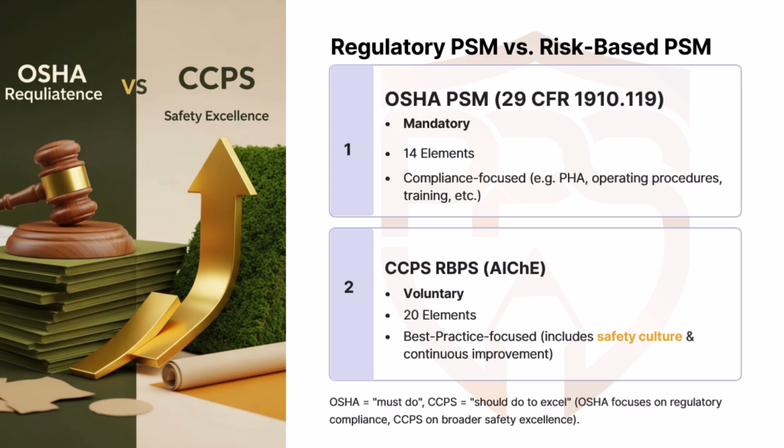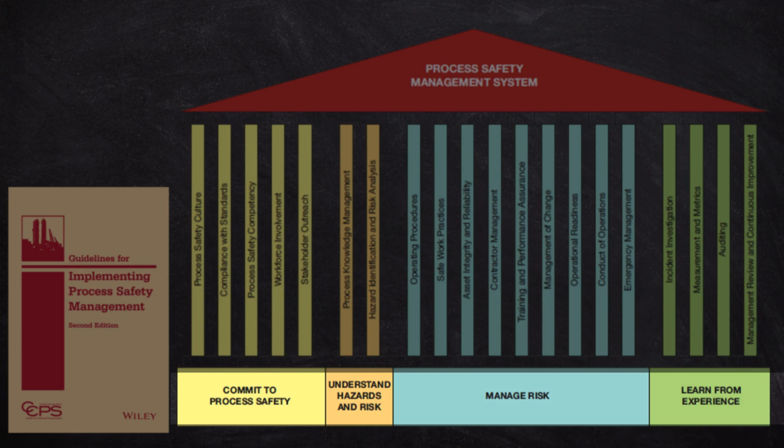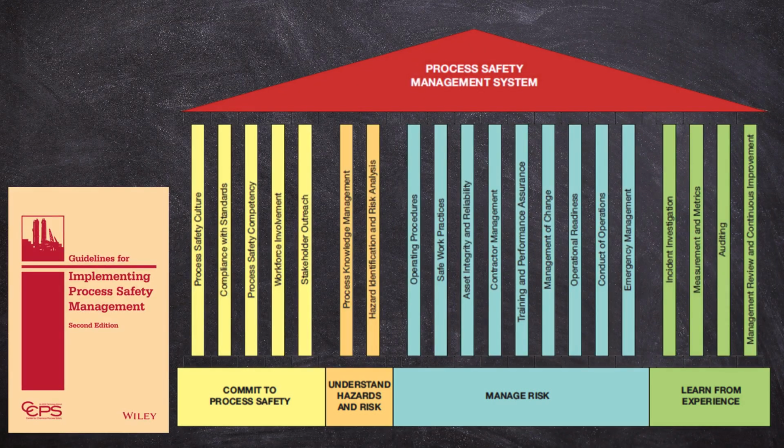The CCPS model has 20 elements grouped into 4 pillars: commit to process safety, understand hazards and risk, manage risk, and learn from experience. These 20 elements include everything in OSHA's 14 and then some. Notably, CCPS explicitly includes management concepts like process safety culture, compliance with standards, and continuous improvement, which go beyond OSHA's requirements.